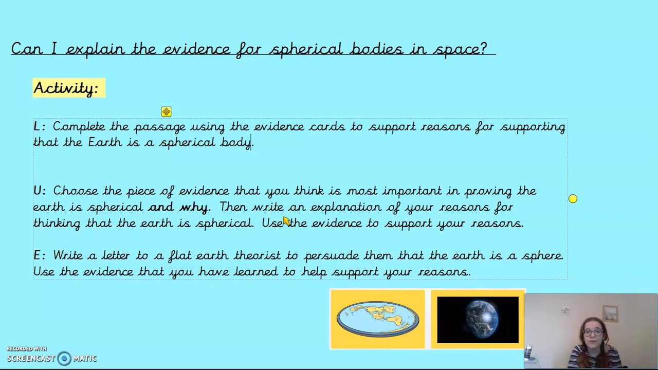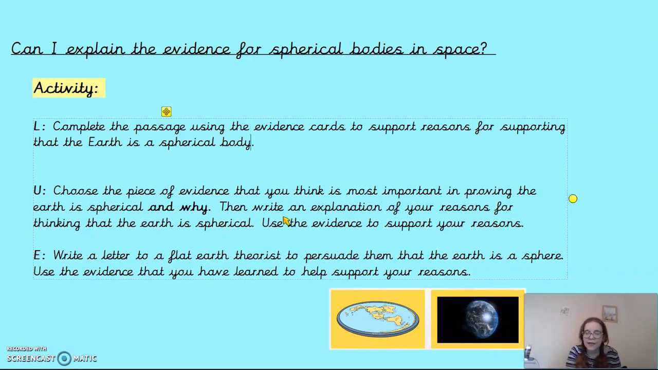Choose a piece of evidence that you think is the most important in proving that the Earth is spherical, and tell me why. Why have you chosen that? Why is that the most important piece of evidence? Then write an explanation for your reasons for thinking that the Earth is spherical and use evidence to support them. So I want you to convince me, just like you were convincing me with that shape from earlier. I want you to write it out for me in your books, and remembering our brilliant writing skills that we use in English, we have to use them across the board in science as well.